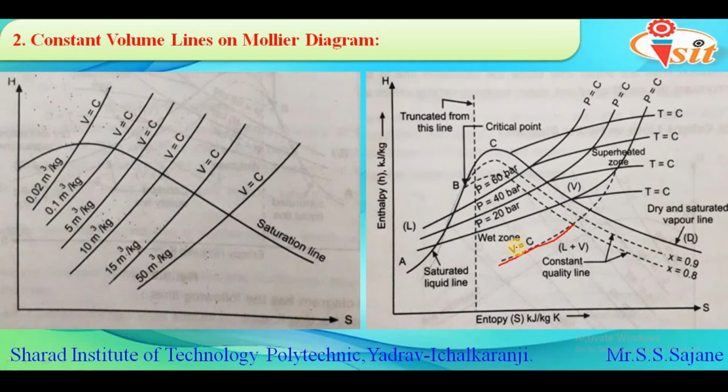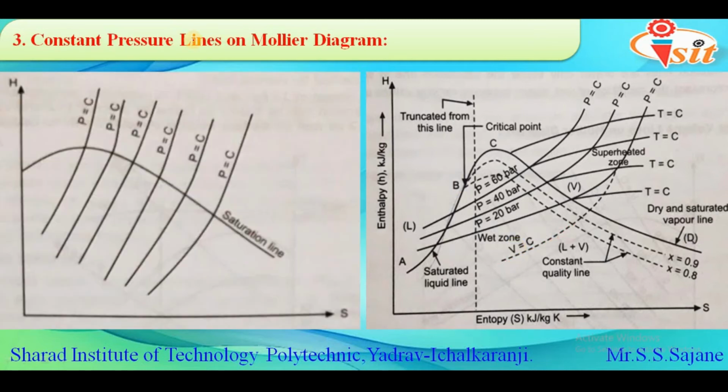Now the next lines are the constant pressure lines on the Mollier diagram. In this case these lines are again drawn in both the wet region as well as in the superheated region, and again these lines are straight in the wet region and slightly curved upwards above the saturation line, that is in the superheated region. You can also see these lines on the actual Mollier diagram. They are represented by a dark line where the pressure is given, that is P equal to C.